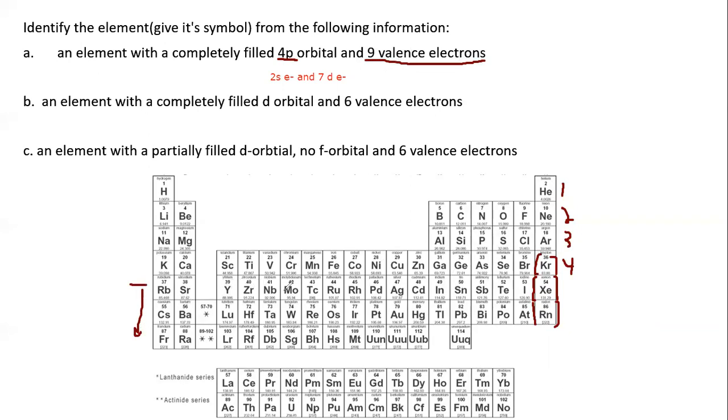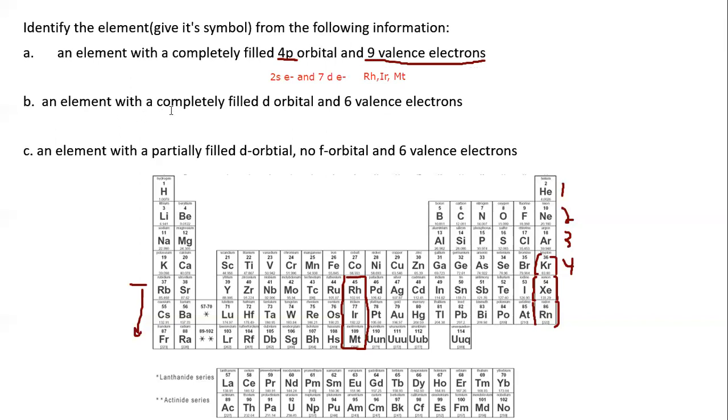So we go 1, 2. So 7 d electrons would be something like rhodium, iridium, or Mt. So any one of these elements will have a completely filled 4p orbital and non-valence electrons. And next, so again, rhodium, iridium, or Mt. Any one of those would have been correct.